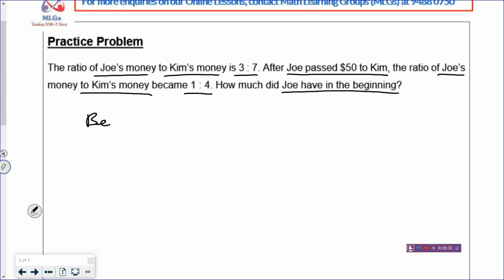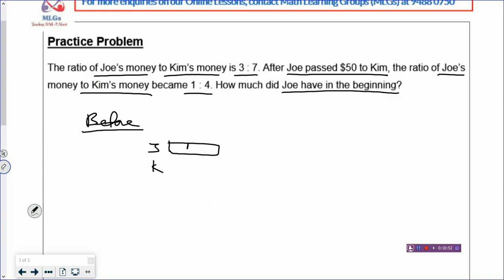So let's draw out the first sentence. By now you should know that when we draw the model, we don't solve. We just focus on the drawing. So we draw sentence by sentence, and then after that you think about how to solve by looking at the model. So Joe to Kim is 3:7.